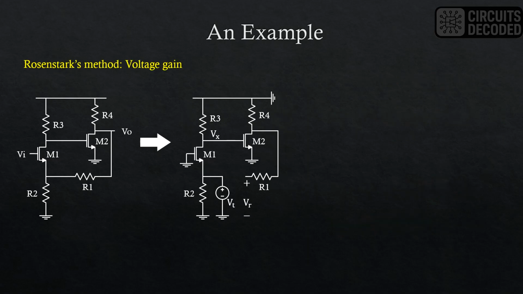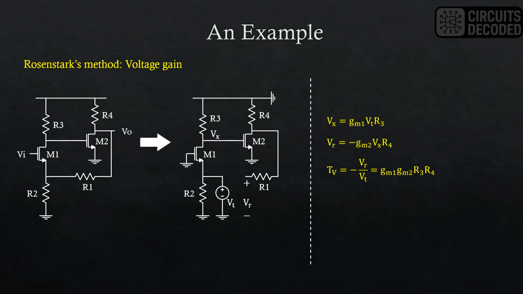Let's try to find the same loop gain using the Rosenstark's method. This time, let's pick a different breakpoint location. As shown here, the source of M1 is chosen. First, we need to find the voltage loop gain. So we apply a test voltage source at the source of M1. By doing simple small signal analysis, we can find Vx as Gm times Vt times R3.